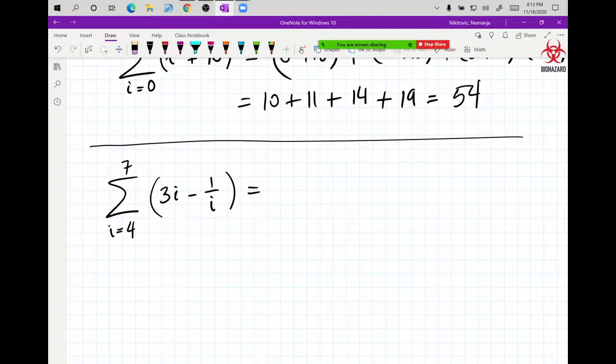But yes, you can have a sigma that counts i from 1 to n, within that one sigma where j counts from 1 to m of, and then some function here in terms of i and j. And that's fine.